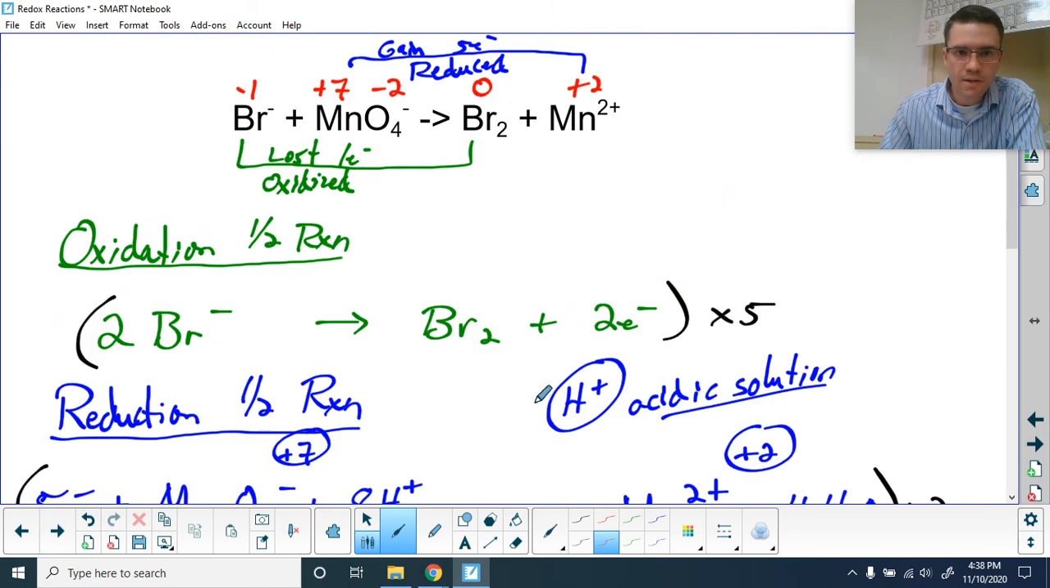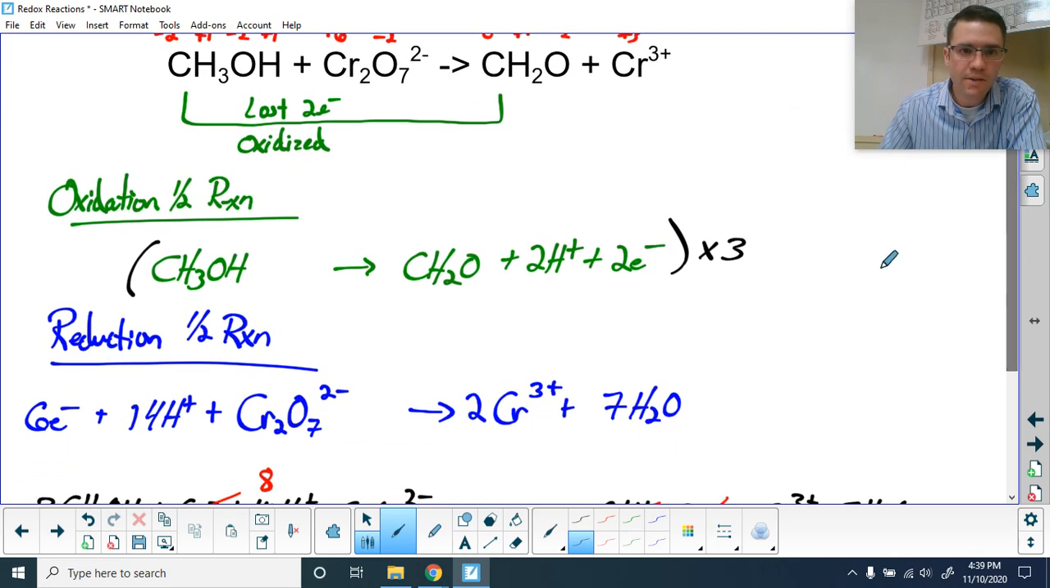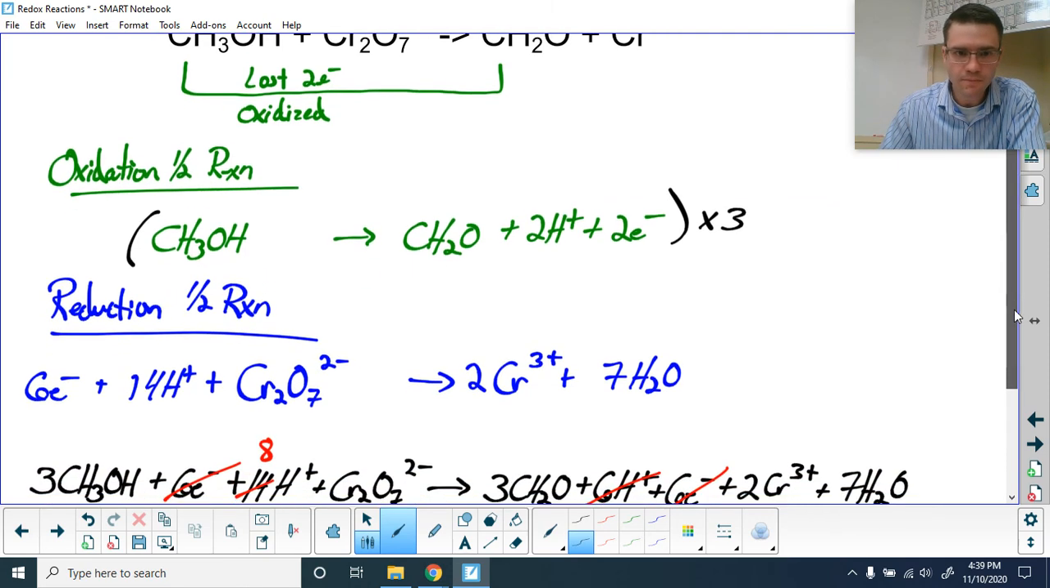Here's your solution for your next one. You should have gotten this. You should have gotten the carbon being oxidized, losing 2 electrons. The chromium gains 3 electrons and it gets reduced. If you break that into your half reactions and balance them, your oxidation half reaction looks like this. You should have 2 extra electrons and 2 protons. That allows your 4 hydrogens on this side to be balanced with your 4 hydrogens on this side. Your reduction half reaction looks like this.